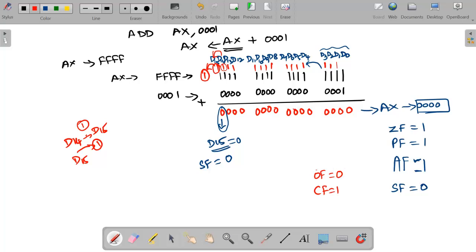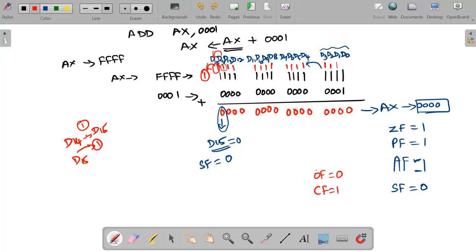The overflow flag will be set only when this bit is 1 and this bit is 0. But in this case it is not so. In both cases, that is from D14 to D15 as well as from D15, we are getting the carry. So the overflow flag is equal to 0 here.